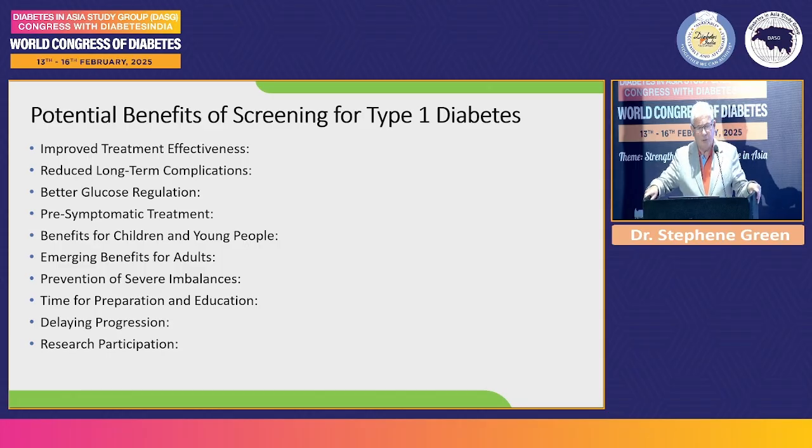So what are the potential benefits of screening for type 1 diabetes? What's been suggested is you get improved treatment effectiveness when you do have to start treatment. You get reduced long-term complications, better glucose regulation, pre-symptomatic treatment, benefits for children and young people, emerging benefits for the adults who go on to get the diabetes a long time later, prevention of severe imbalances, time for preparation and education, delaying progression, research participation. The important word on that slide is potential. We don't know. This is all guesswork.